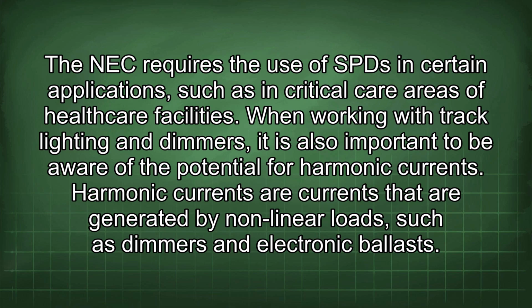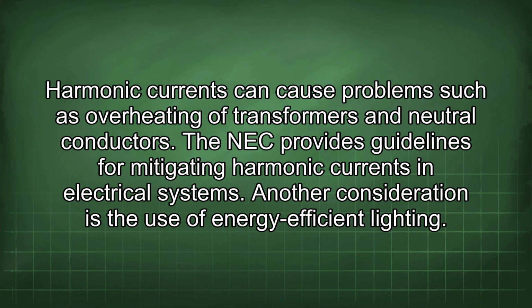When working with track lighting and dimmers, it is also important to be aware of the potential for harmonic currents. Harmonic currents are currents that are generated by nonlinear loads, such as dimmers and electronic ballasts. Harmonic currents can cause problems such as overheating of transformers and neutral conductors. The NEC provides guidelines for mitigating harmonic currents in electrical systems.